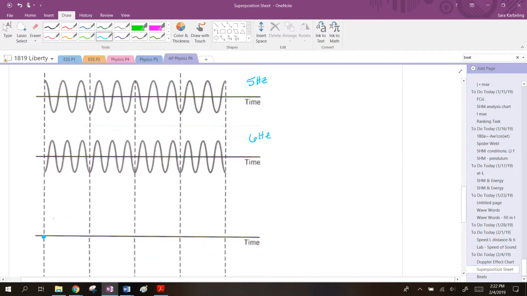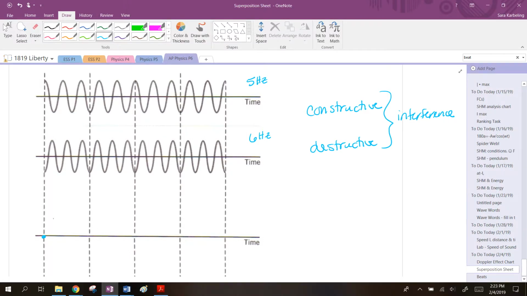Now let's take a look at where this dotted line is. Let's just keep things simple here. What happens here? We've talked about this as superposition, but there's also another term that you hopefully already know, and that is constructive and destructive interference. Constructive and destructive interference together are superposition. It's the same thing. 2 terms that mean the same thing.